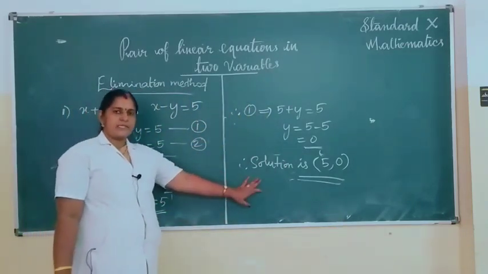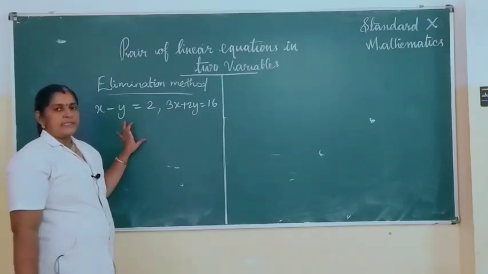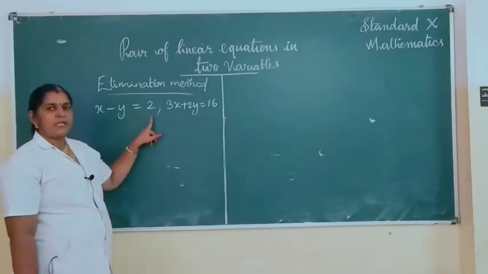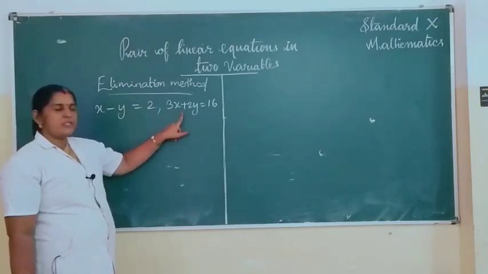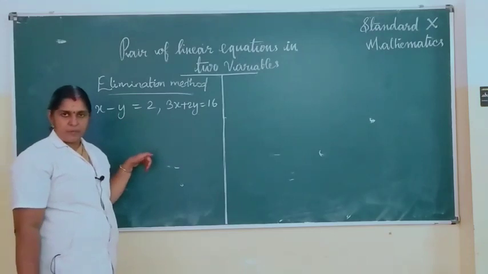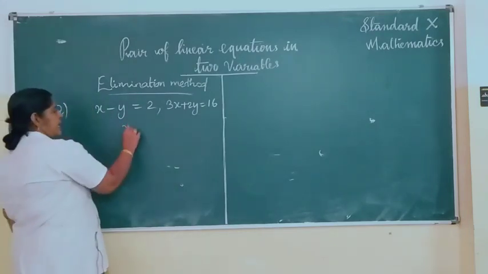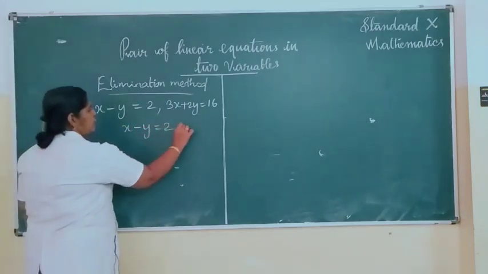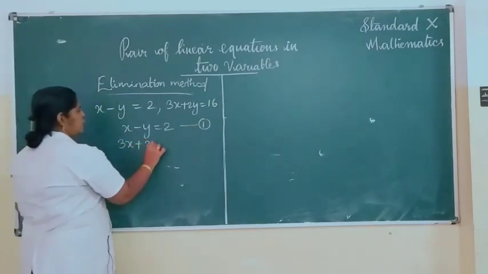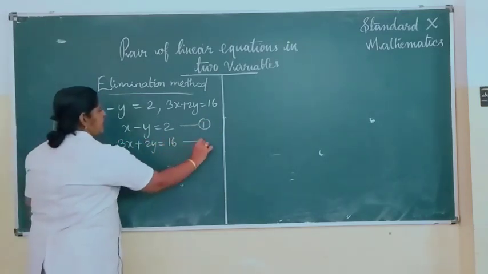Now you can see the next example. Yes, now come to the second question. x minus y equal to 2 and 3x plus 2y equal to 16. First you want to name the equations. So we can say x minus y equal to 2 is your first equation, and 3x plus 2y equal to 16 is the second equation.